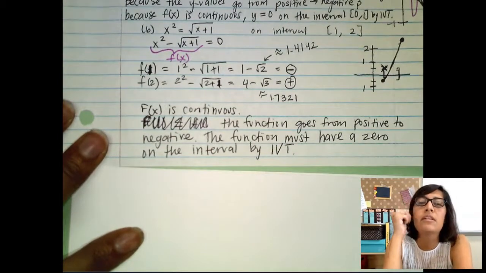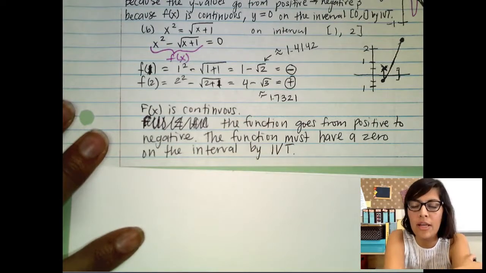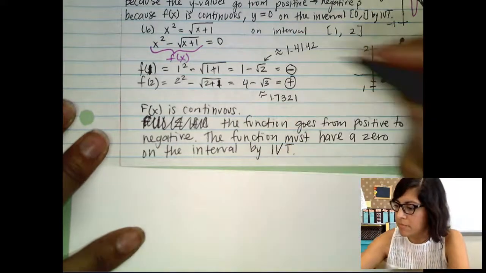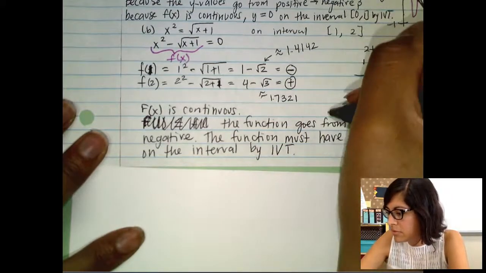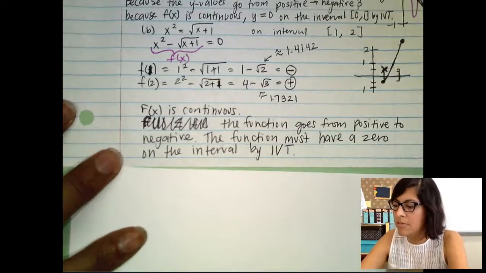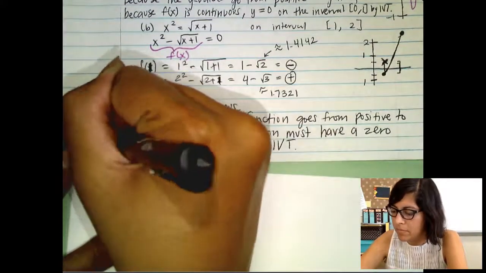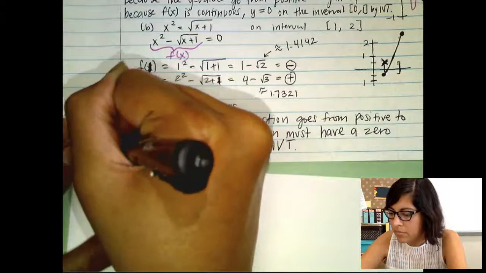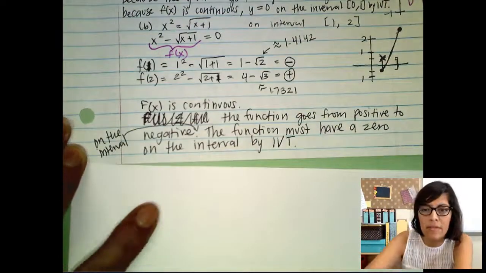So the function is continuous. The function goes from one sign to the other. Those are, again, the y values. The y values go from positive to negative on the interval. The function must have a 0 on the interval. So the function must have a 0 on the interval by the intermediate value theorem.